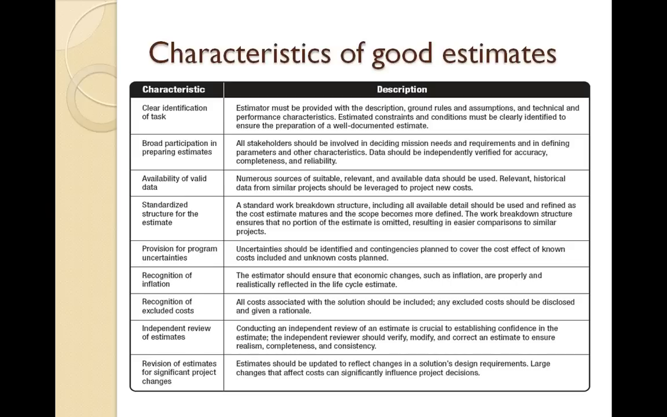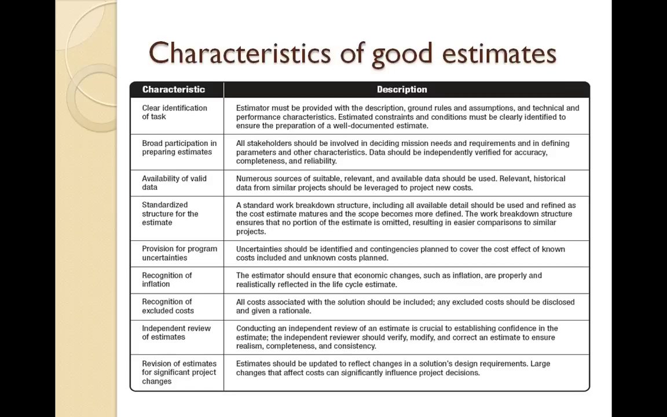We also need to have a standardized structure for the estimate. We need to have a good work breakdown structure, which will have decomposition of the requirements, and that will help us get more clarity of what we are trying to do and what we are trying to estimate. Then there is provisioning for program uncertainties. We definitely need to factor in what is not known, and we need to have mitigation plans for any of the risks or uncertainties.